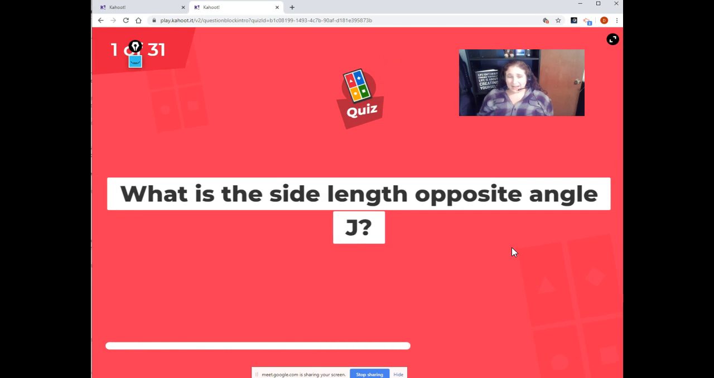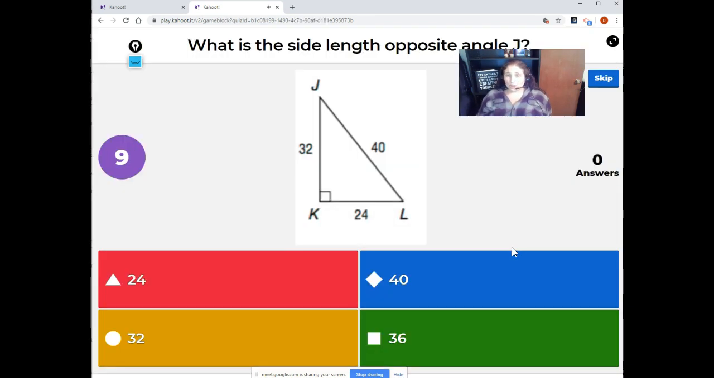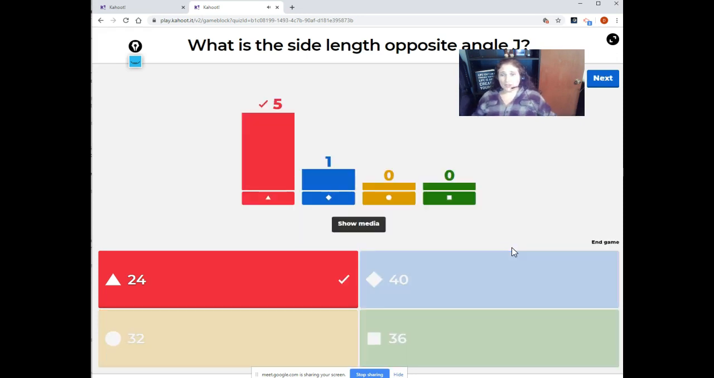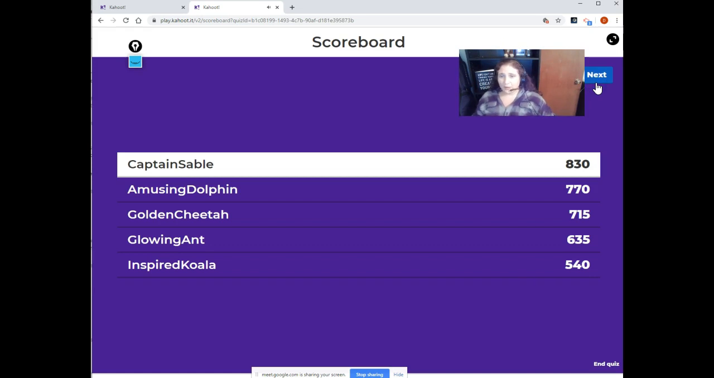What is the side length opposite angle J? Holy moly, we might have to do more than 10. That's too easy. Oh my gosh, 4 seconds, 3 seconds, 2 seconds. Let's go. Pick something quick. Jeez, I wasn't even paying attention how quick that was.